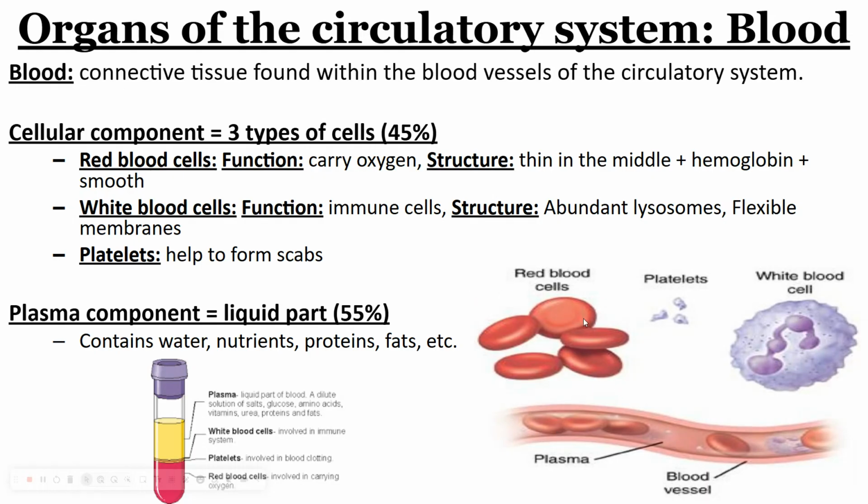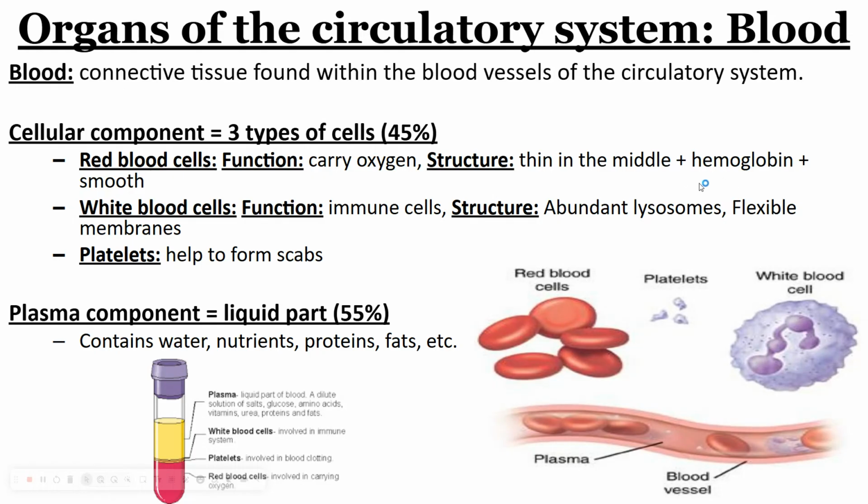And then these are the main cells that are found in the blood. So the red blood cells are basically the cells that are responsible for carrying oxygen. The reason they can do that is because their structure allows for it. They're thin in the middle. They have a lot of hemoglobin.